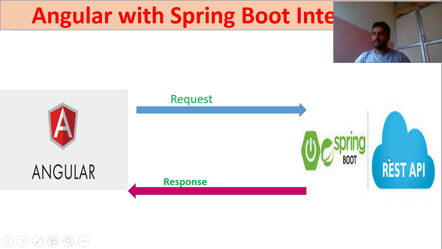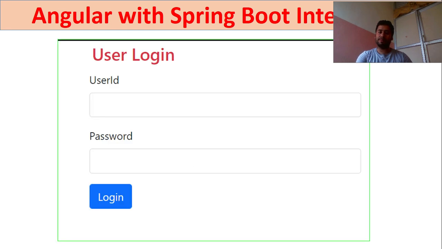The API checks with the database whether this user ID and password are available or not. If it is available, then it sends the response back, yes, this user is available. If the user is not available in the database, then it says no, this user ID and password is not available in the database. So like that, we are going to do the communication between Angular and Spring Boot.